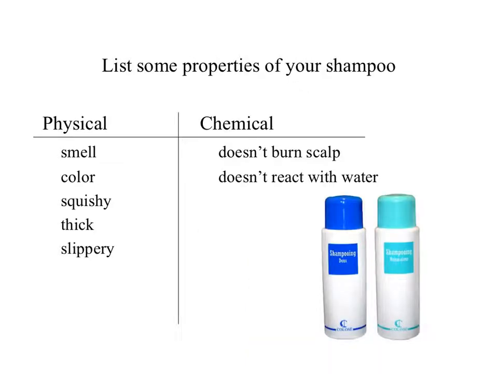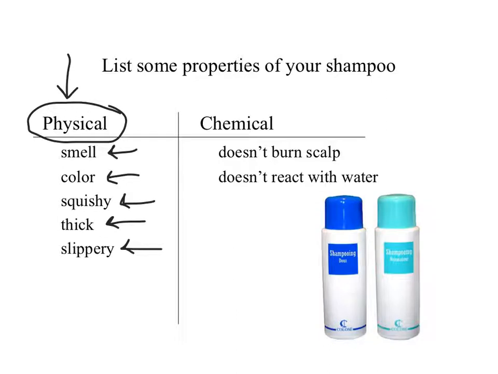Let's think about something as simple as hair shampoo, and let's think about some of its physical versus chemical properties. Physical seems to be more obvious to us, so let's start with that. Physical properties of the shampoo may be that it has a certain smell. Maybe it has a coconut scent to it. Maybe it has a color to it. Maybe it's white or translucent, or maybe it's purple or pink. It has a texture to it, right? It's squishy, it can be thick, it's slippery. All of those are physical properties of the shampoo.